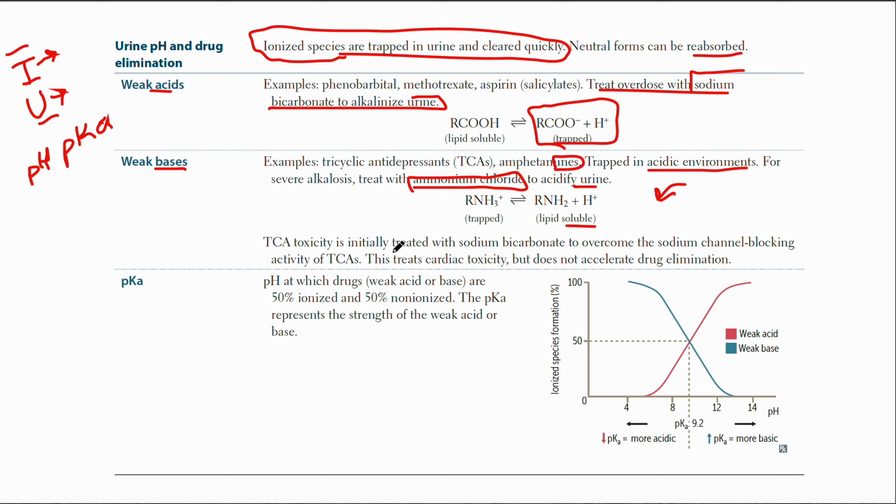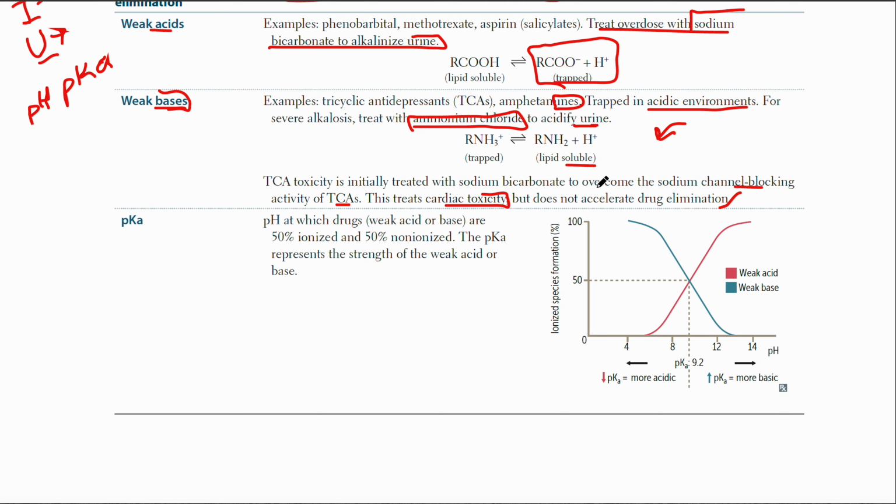So TCA toxicity is initially treated with sodium bicarbonate to overcome the sodium channel blocking activity of TCAs. This treats cardiac toxicity but does not accelerate drug elimination. So if the environment of urine is acidic, it gets reabsorbed in weak basic cases. But if we acidify this urine, it will always be excreted in weak basic cases.